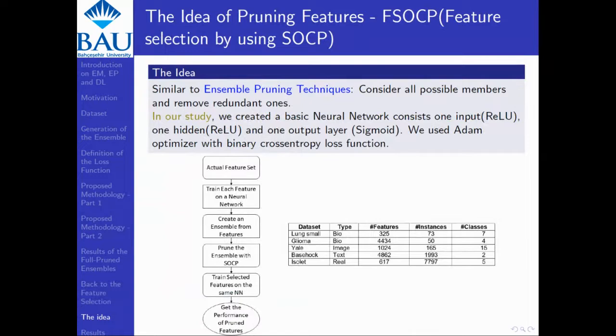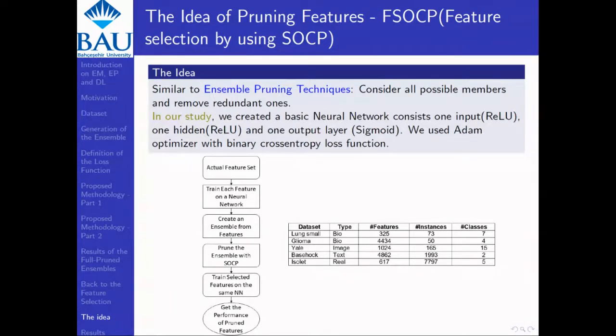So the idea is really similar to ensemble pruning techniques. We consider all possible members and then remove redundant ones. So we created a really basic neural network which consists of one input layer, one hidden layer, and one output layer. We used the Adam optimizer with binary cross entropy loss function. To summarize this technique, we have the actual feature set, and we train each feature on this basic neural network. We create an ensemble from the selected features, and then prune the ensemble with second-order conic programming. Then we train the selected features on the same neural network and get the performance of the pruned models.